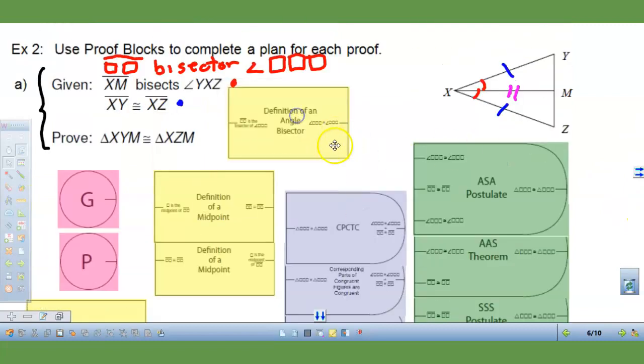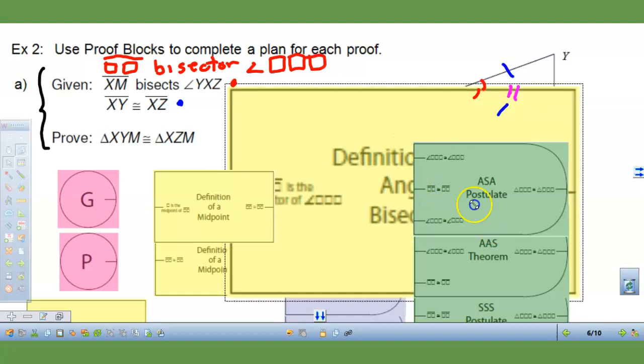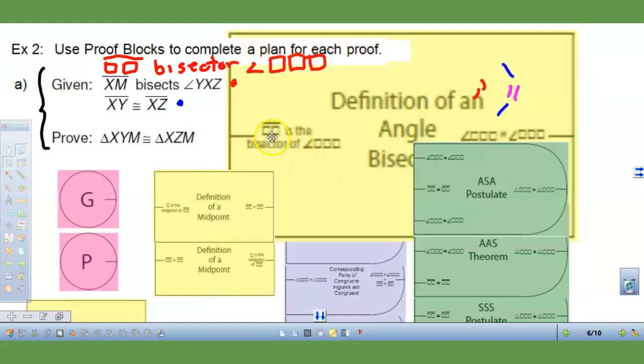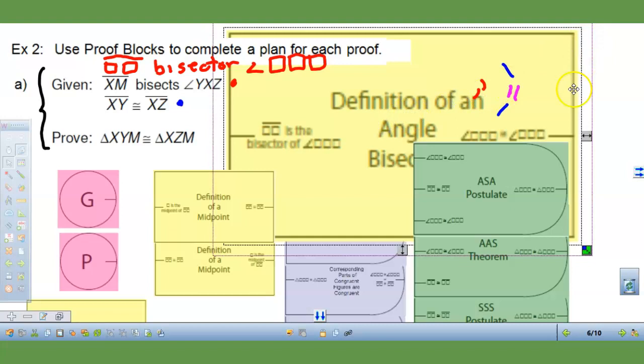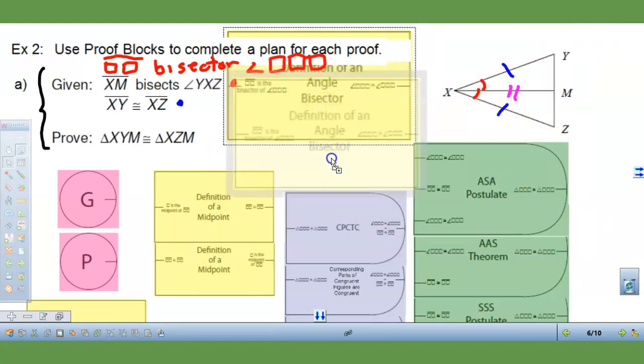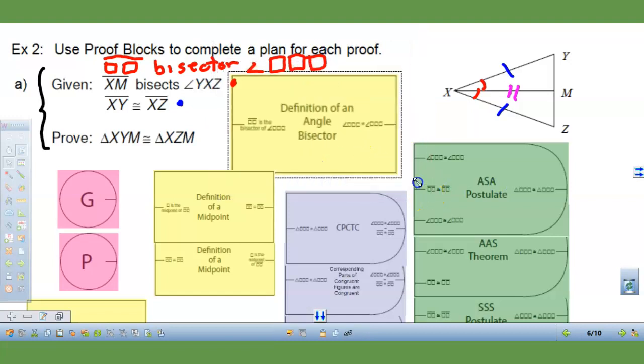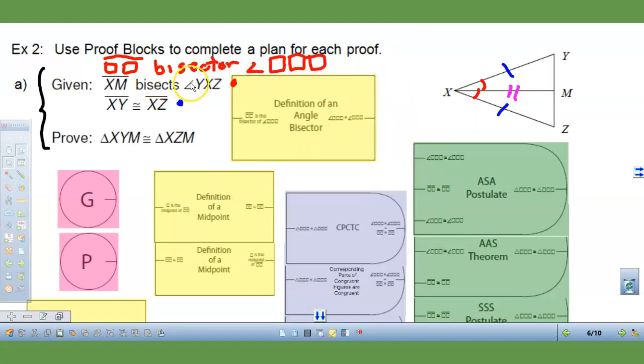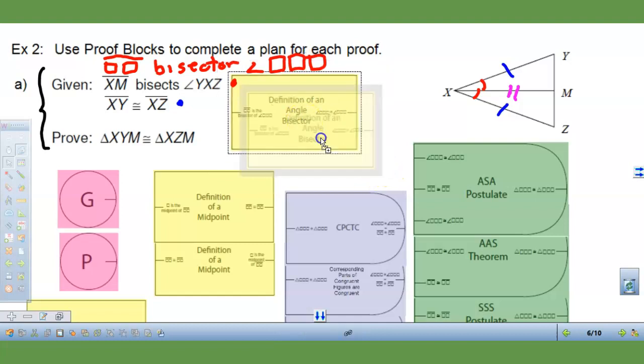If we look at this carefully, you see how it has blank blank is the bisector of angle blank blank blank. That's the same exact format as we have here. So for this, we're going to use the definition of an angle bisector, which after a while will be very obvious. It bisects an angle, so definition of angle bisector. You're not going to be going through each one of these wondering if it's midpoint when it says bisects an angle. You're going to go straight to angle bisector. So just know that it'll get easier identifying which ones you're supposed to use.